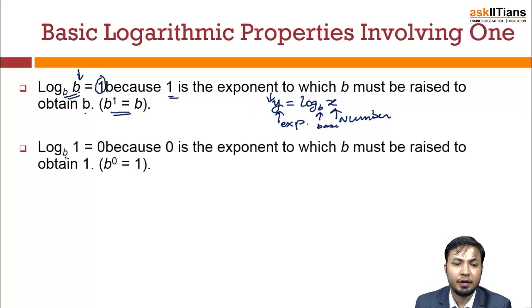If the number with respect to base b is 1, then it will give me 0. Why? Because 0 is the exponent to which b must be raised to obtain 1. Anything raised to the power 0 gives me 1, right? So if this number is 1, the exponent should always be 0. That is my y. So basically what we do is find the exponent, and to solve the exponent part, we use this method.